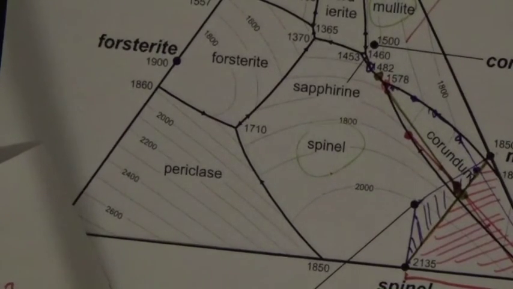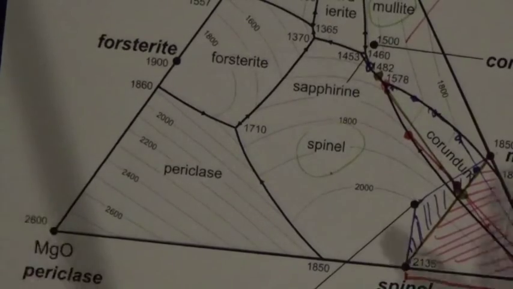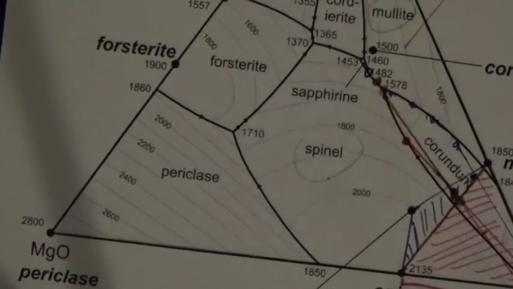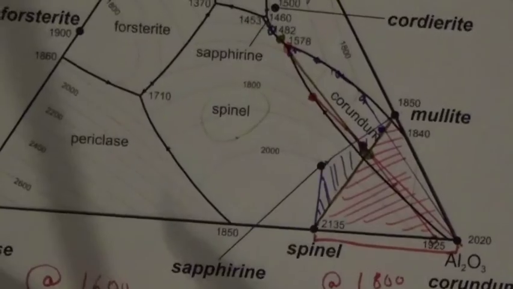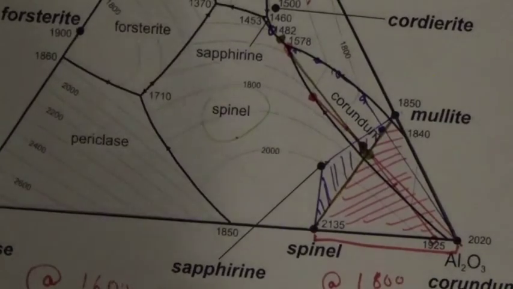So the important point here, I guess, is that not only do we change compositional triangles, but in the process of changing compositional triangles, we have one of the phases, in this case the corundum, disappear, and that's what makes this into a peritectic type diagram.